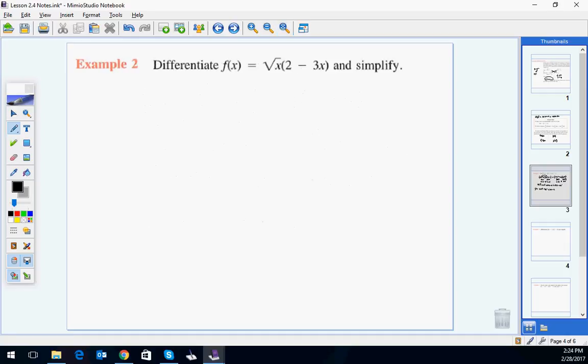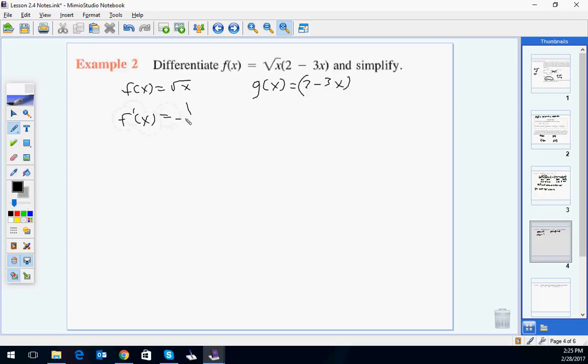Okay. All right, so this one here, root x times 2 minus 3x. So maybe if you like to be really structured, here's an idea. You could do this. You can go, okay, my f of x is root x. My g of x is 2 minus 3x. My f prime of root x, we know this one, we've done it a few times now, is 1 over 2 root x.